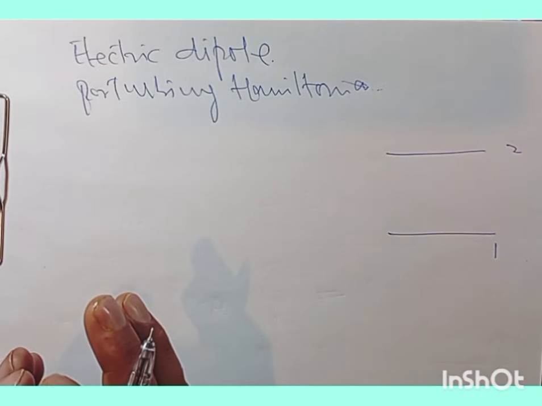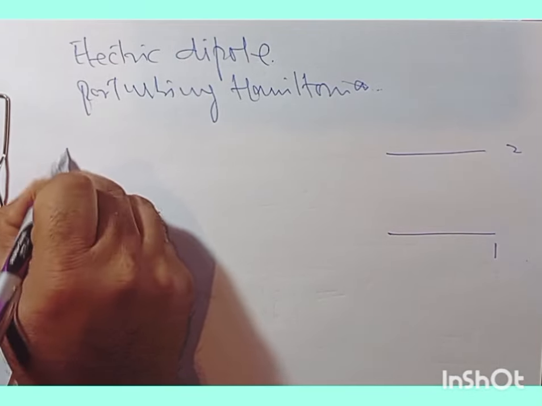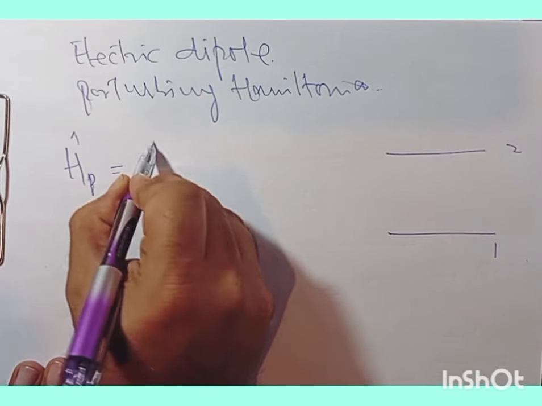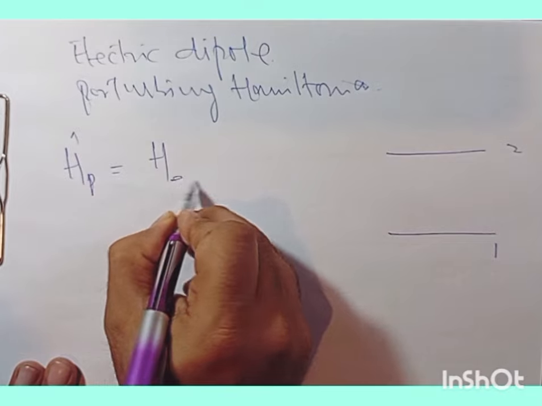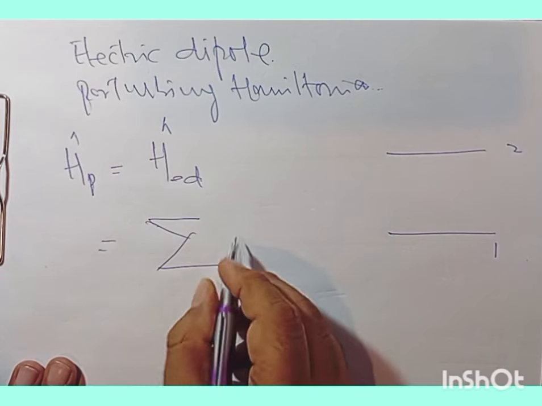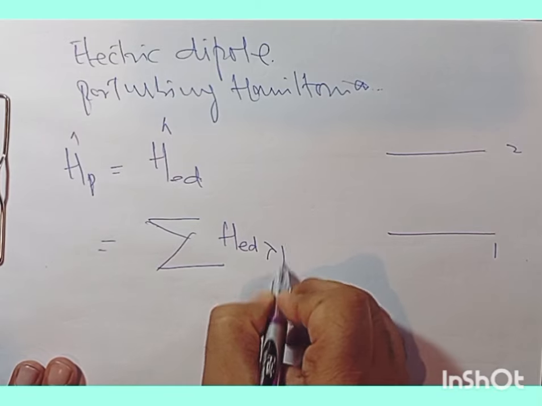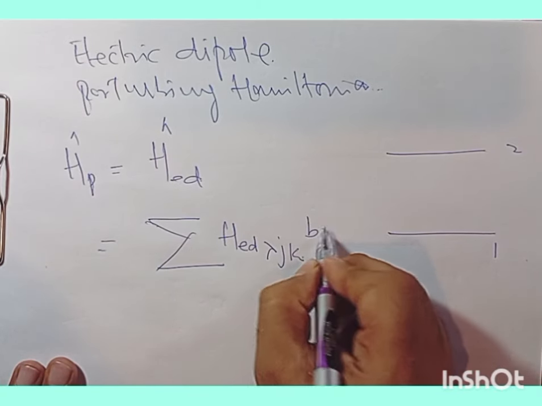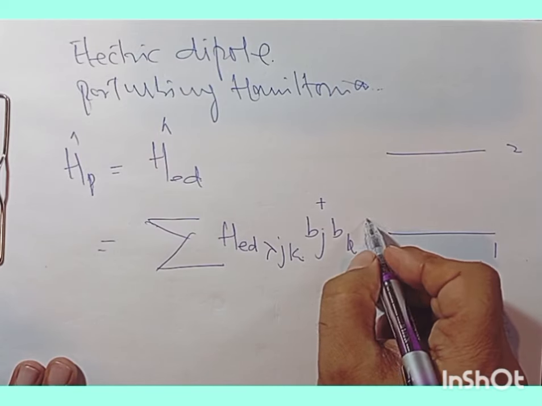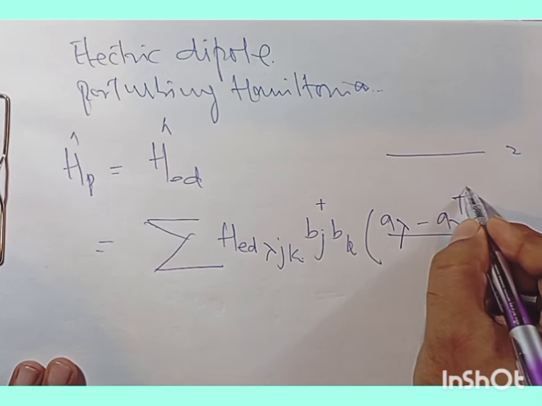In terms of the annihilation and creation operators, we write down the perturbing Hamiltonian HP, which is the Hamiltonian of the electric dipole. This Hamiltonian can be written as the sum over j, k, and lambda of H electric dipole lambda JK, then BJ dagger and BK and A lambda minus A lambda dagger.